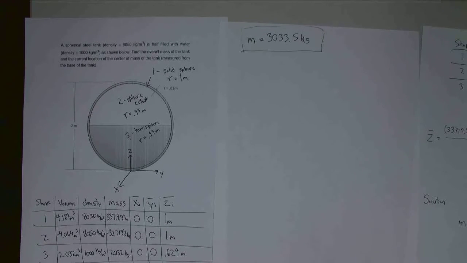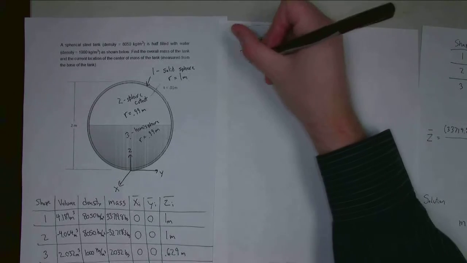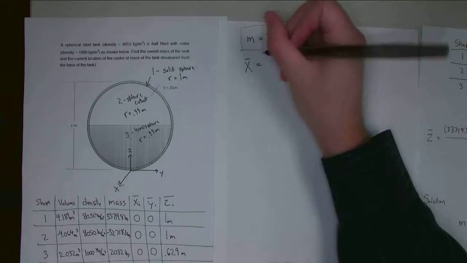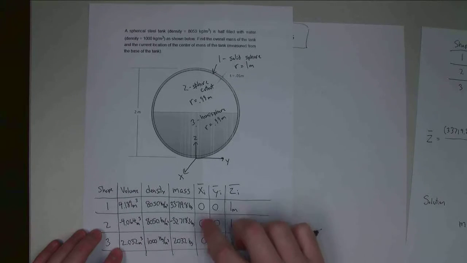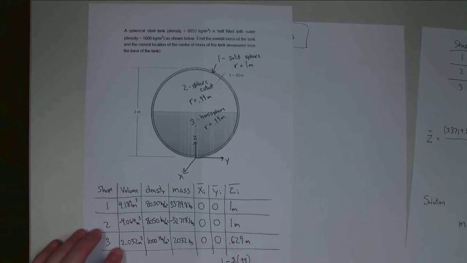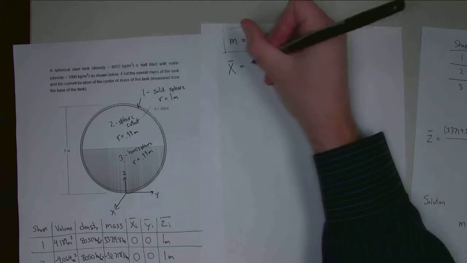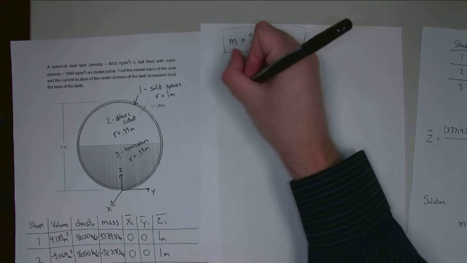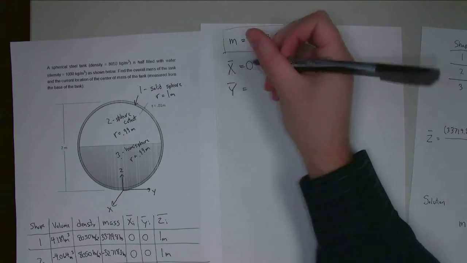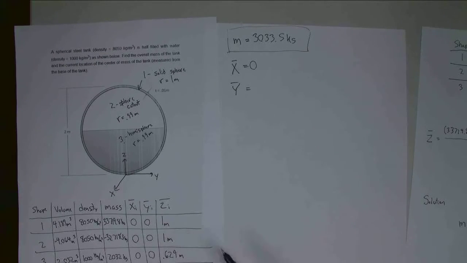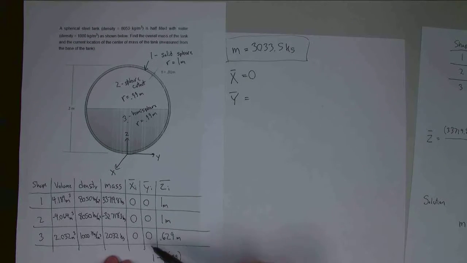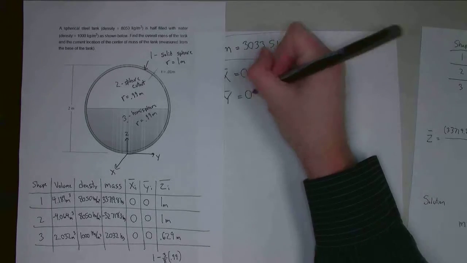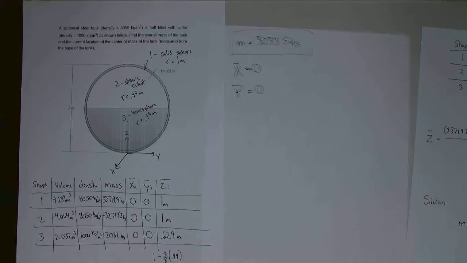Next, I need to find x bar, y bar, and z bar. So x bar, I can kind of take a shortcut. So if the centroid of each of the components is at 0, the centroid of the overall object is going to be at 0. Same thing with the centroid or center of mass in the y direction. Since all of these numbers right here are 0, the overall centroid is also going to be equal to 0.